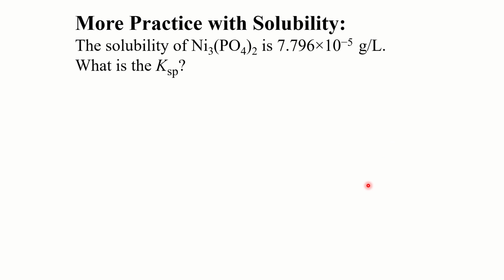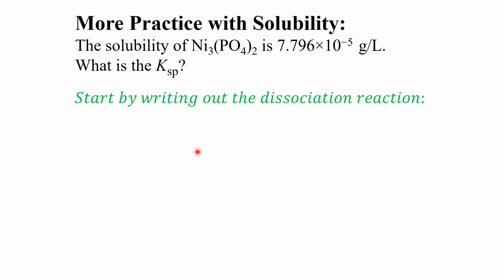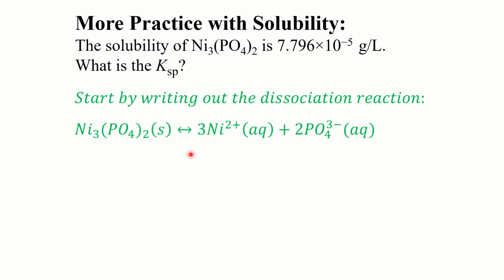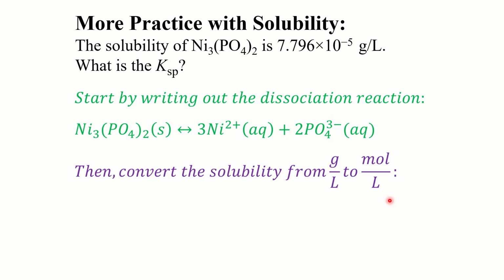All right, let's look at another practice problem. This one states the solubility of nickel phosphate is 7.796 times 10 to the negative fifth grams per liter. What is the Ksp? Now we're working in the reverse direction. So we are again going to start by writing out the dissociation reaction. So Ni3(PO4)2 solid forms 3 Ni2+ and 2 PO4 3-.